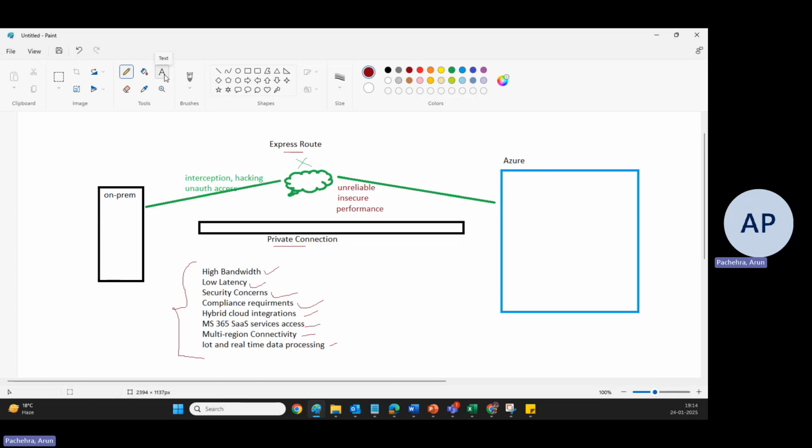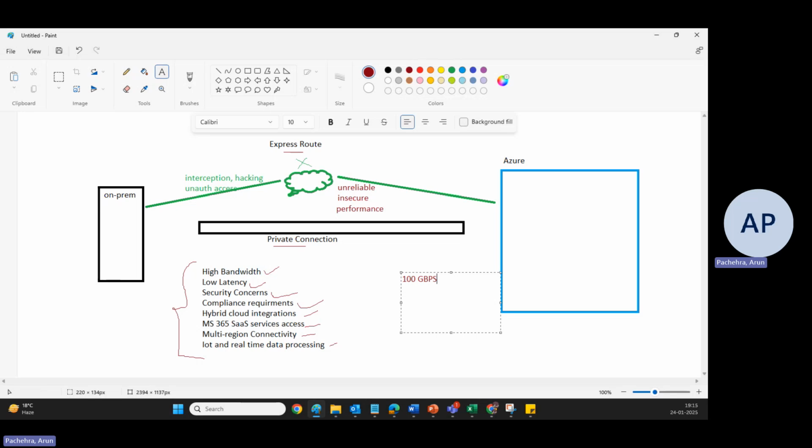So let's quickly see what ExpressRoute provides and how it solves these challenges. The very first thing is ExpressRoute provides high bandwidth up to 100 Gbps. That was our first challenge. It is significantly higher than VPN or traditional internet connections. So it is ideal for scenarios like massive data transfer, analytics pipelines, or media processing.